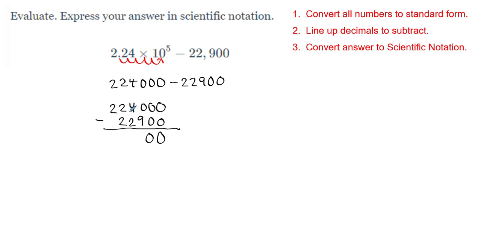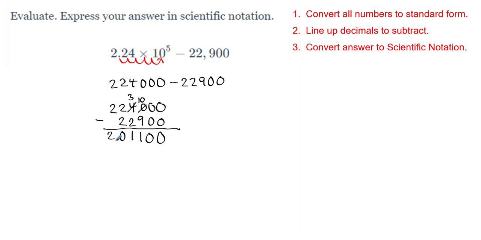Subtracting 9 from 4, I'm going to cross out the 4, make it a 3. Cross out the 0, make that a 10. Now 10 minus 9 is 1. 3 minus 2 is 1. 2 minus 2 is 0. And 2 minus, well, nothing or 0. There you have it. So now we have, let's see, 201,100.